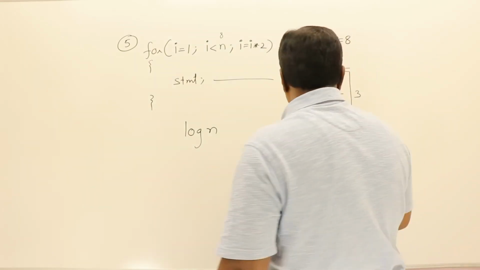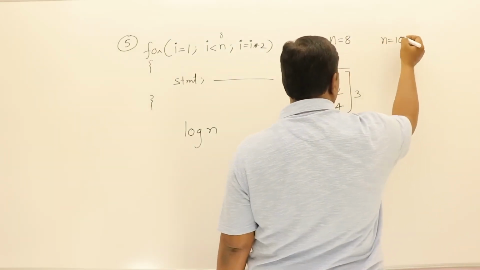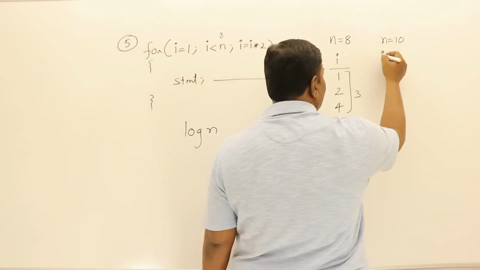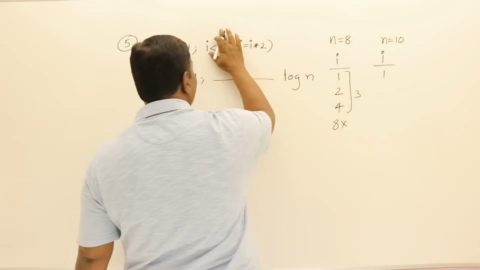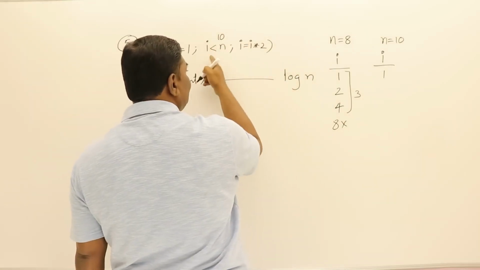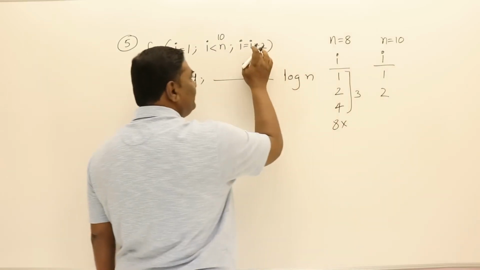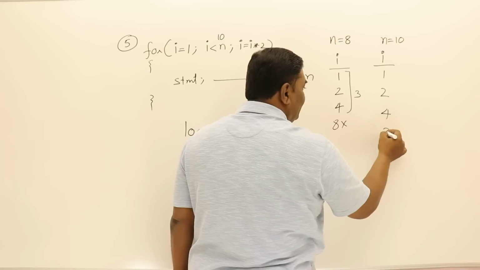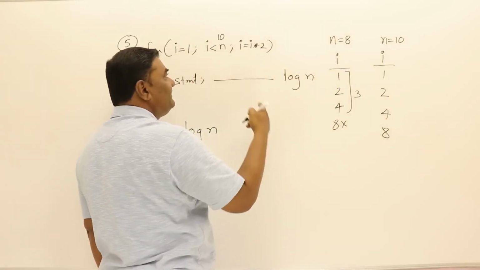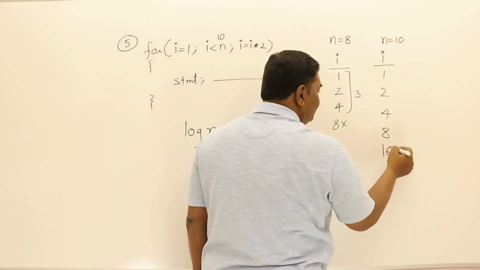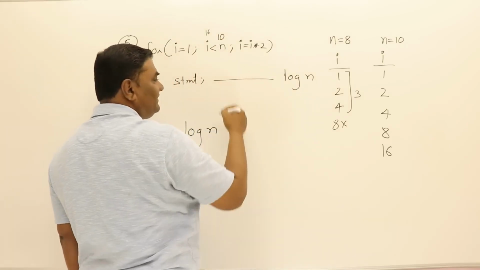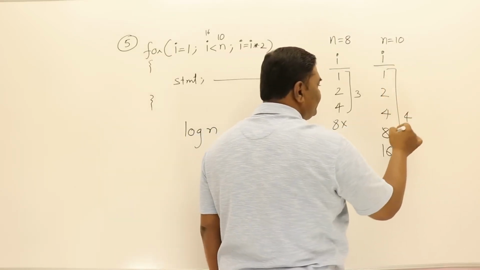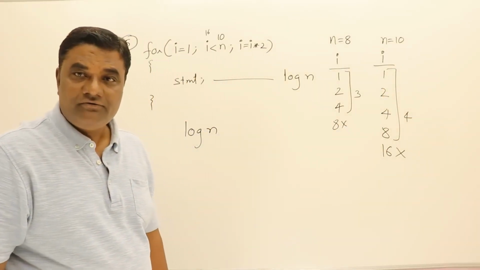The next, if I take the n value as 10, let us see what happens. I is initially 1. 1 is less than 10. Continue. It's multiplied by 2, so 2 is less than 10. 4, 4 is less than 10. 8, multiplied by 2, it is 8. 8 is also less than 10. Then 16. So 16 is I. I is not less than 10, so it will stop here. So total how many times? 4 times. It's executing for 4 times.